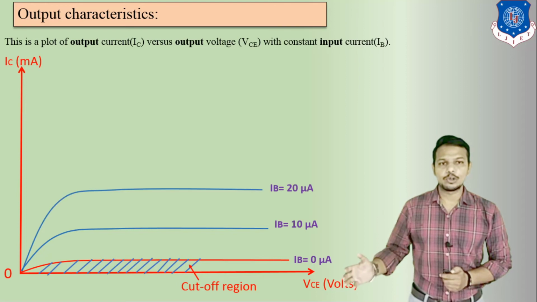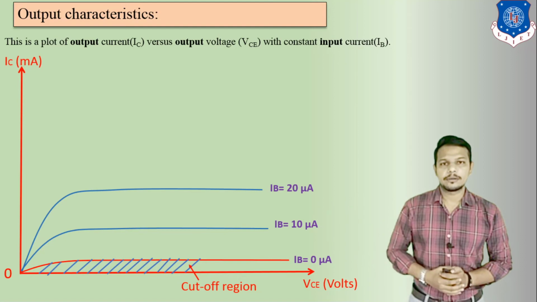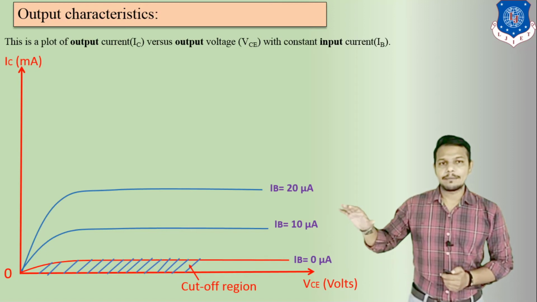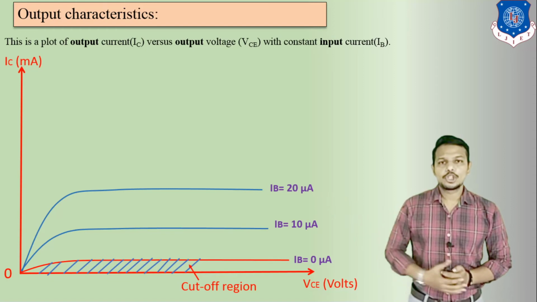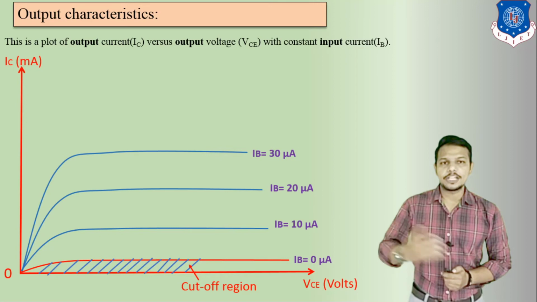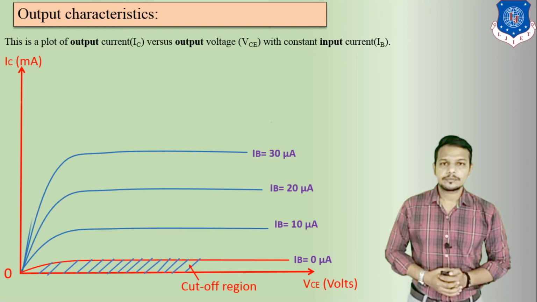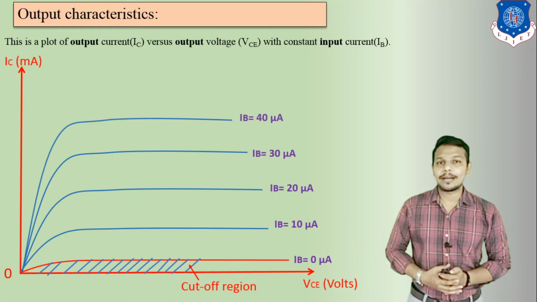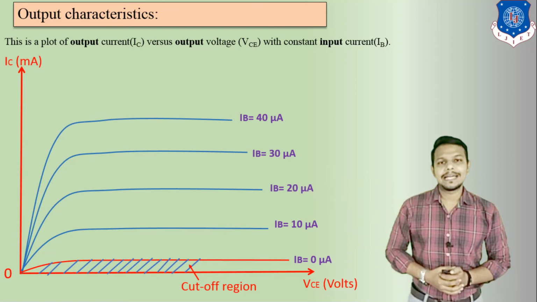Here we can see IB is equal to 10 microampere. At this time your IC is equal to 1 milliampere. Here IB is equal to 20 microampere, and at this time your IC is equal to 2 milliampere. If IB is equal to 30 microampere, then your IC is equal to 3 milliampere. And IB is equal to 40 microampere, at this time your IC is equal to 4 milliampere.